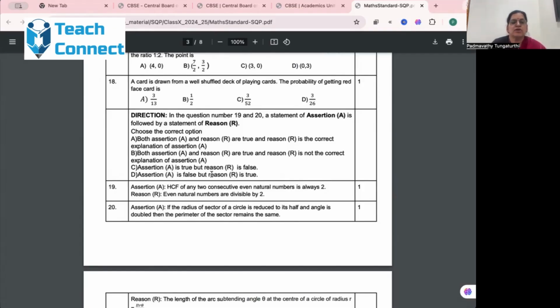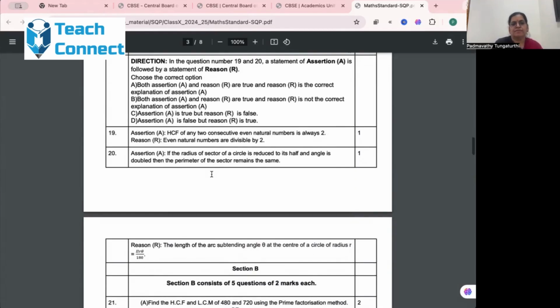Then, coming to the question, they are red face cards. Is the student observing? The skill used here is observation skill. Is the student observing the word face over there? This is what the examiner wants to check. Therefore, there are 6 such cards. Out of these, the red face cards are the king, queen, and jack, 3 plus 3, 6 cards, so 6 out of 52. That comes up to 3 by 26. This is question number 18.